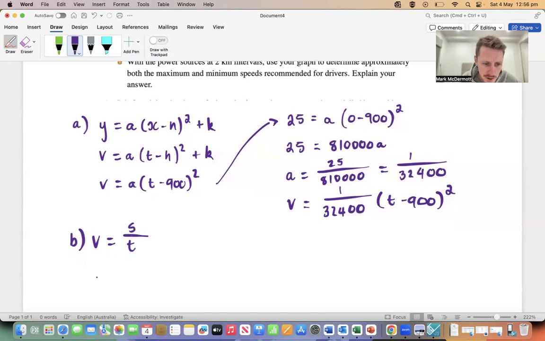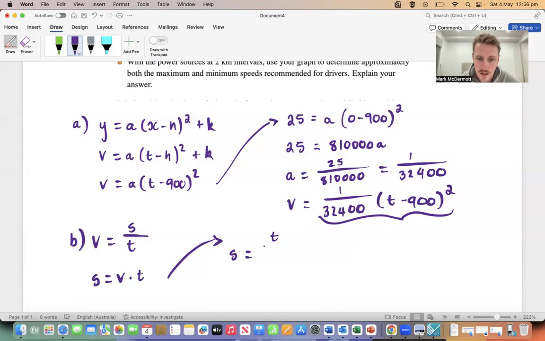If we rearrange this for S, which is what we need to find, we need to find a rule for S in terms of T. We know that S is equal to V times T. And V is all of this business. So what we're going to get is S equals V times t. So I'm going to take this v thing and multiply by t. That's just going to put t in the numerator. So t over 32400 multiplied by t minus 900 squared. And that is your rule for the maximum distance that the taxi can travel.